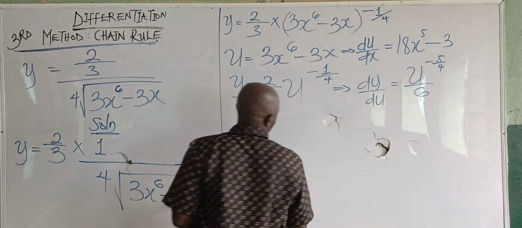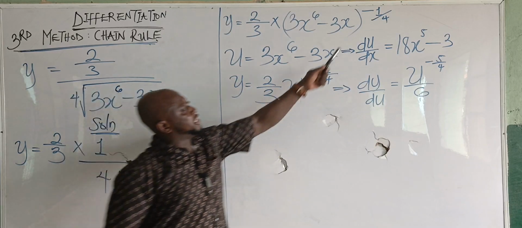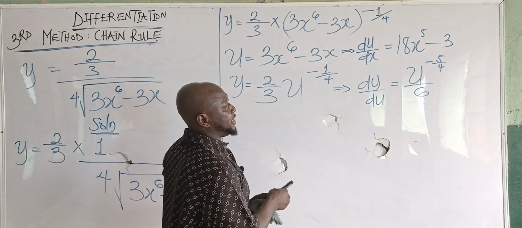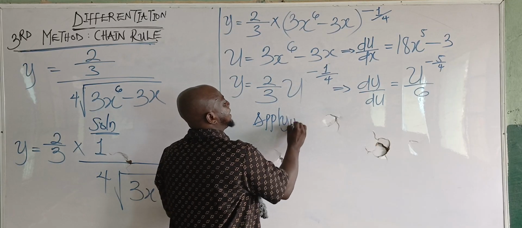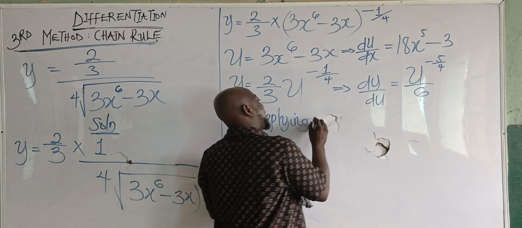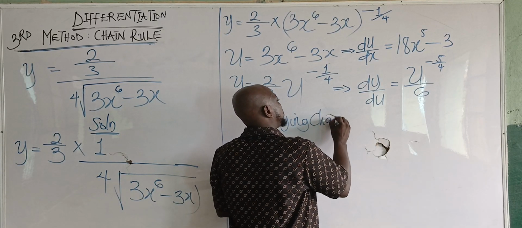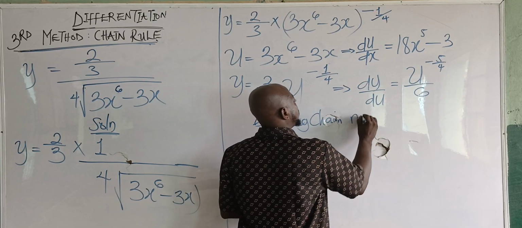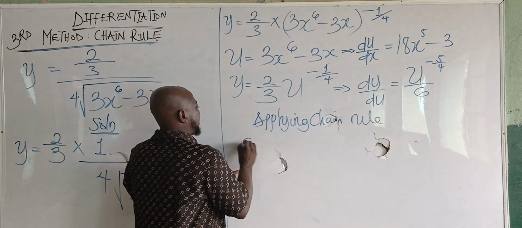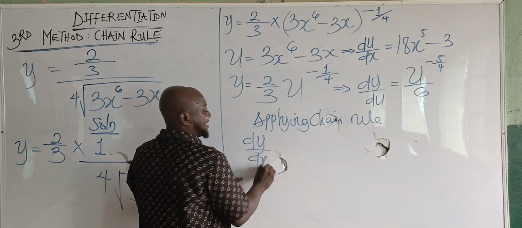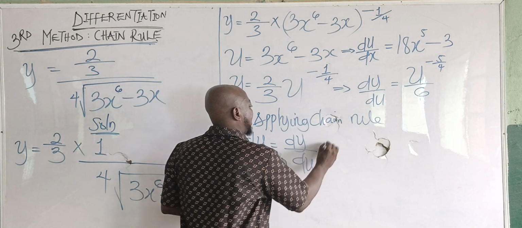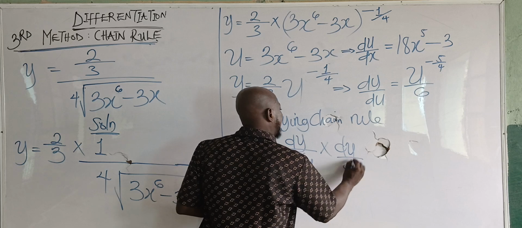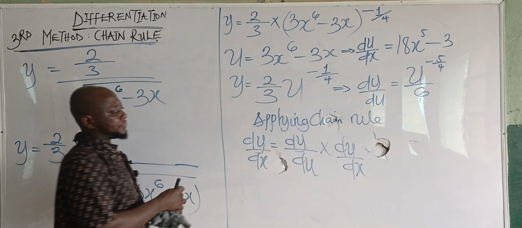So this is it. Now, after we have gotten our du dx, dy du, sorry, we can therefore apply, so we say applying what? Applying chain rule. Where we say chain rule here, dy over dx is what we're actually looking for. And then we now have dy over du times du all over dx. So this is what I'm having.